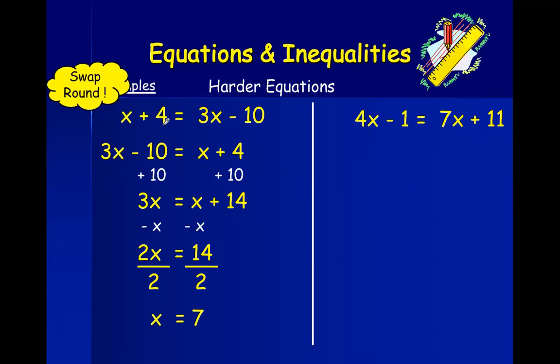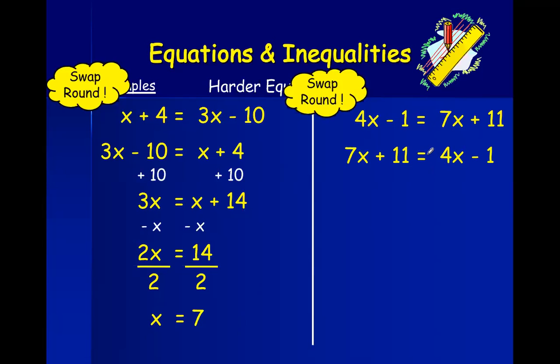7 plus 4 is 11. 21 minus 10 is 11. So I know that this is correct. Again, I've got 7x on the right. I'm going to swap them around to make it easier for me. 7x plus 11 equals 4x minus 1.